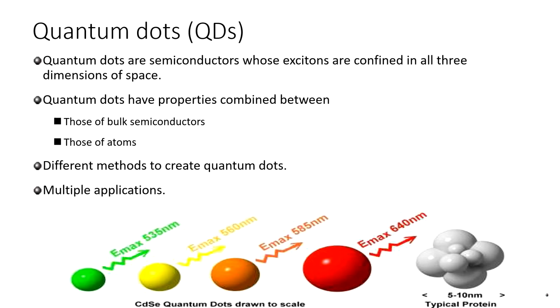So quantum dots are semiconductors whose excitons are confined in all three dimensions of space, and quantum dots have properties combined with those of bulk semiconductors and those of atoms. There are different methods to create quantum dots, and medical applications. These are some of the things we are going to see very soon. Based on particle size, the properties of these quantum dots change, and it is very interesting to see how these things happen.